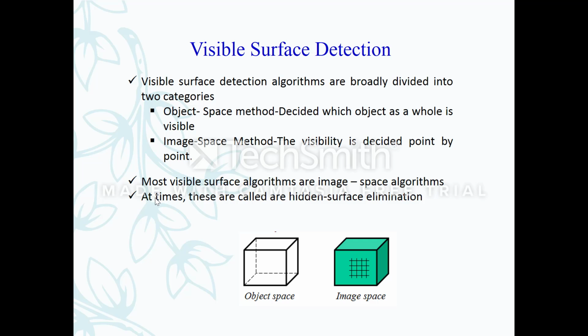Visual surface detection algorithms are broadly divided into two categories: object space method and image space method. What is the object space method? It decides which object is visible, and the approach is based on the whole object. In the image space method, the visibility is decided point by point, that is, it is calculated pixel-wise. Most visible surface algorithms are image space algorithms. At times, they are also called hidden surface elimination.